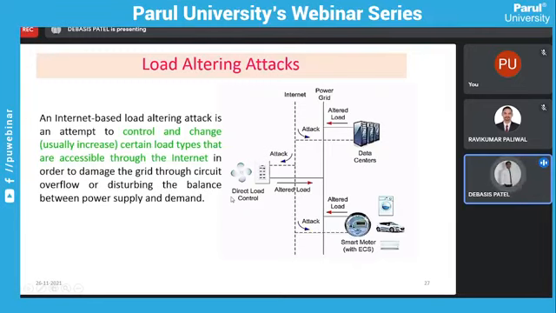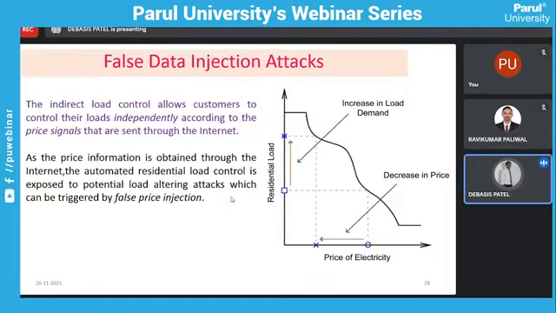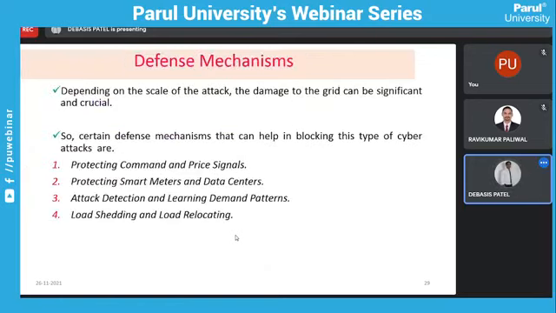Coming to the next, false data injection also, as we discussed: the residential load is increasing, but the price of electricity is decreasing. This is false data injection through your smart grid. So this can happen, and we have to protect against these attacks. We have to bring in the protection system, that is protecting commands in price signals, protecting smart meters and data centers, attack detection, learning demand patterns, load setting and relocating.